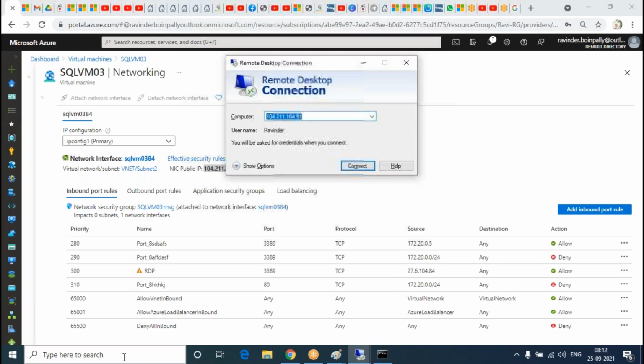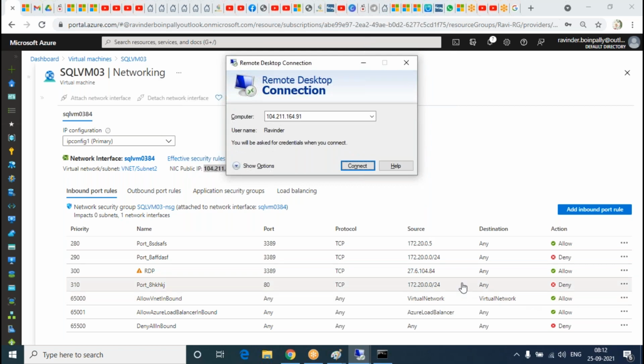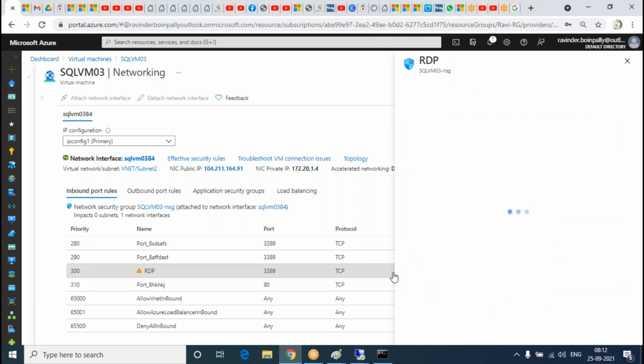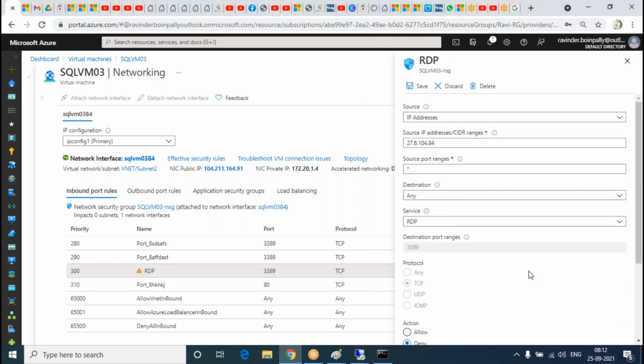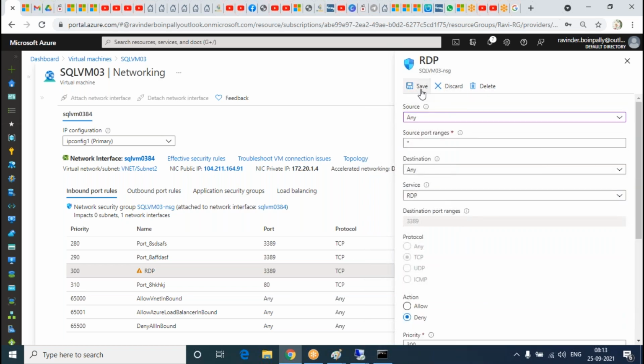I'll block myself also. I'll show that so that you understand. So this one, you see this one? It is launching me. This means I can reach that IP. Now I wanted to block myself or anyone. Sorry, no one should connect to this one. I'll go and deny it. I'm denying it. I'll deny anyone, not only me, the entire world I want to deny.